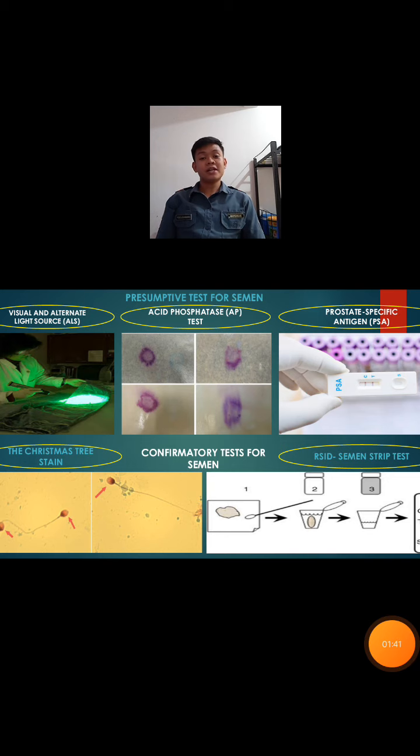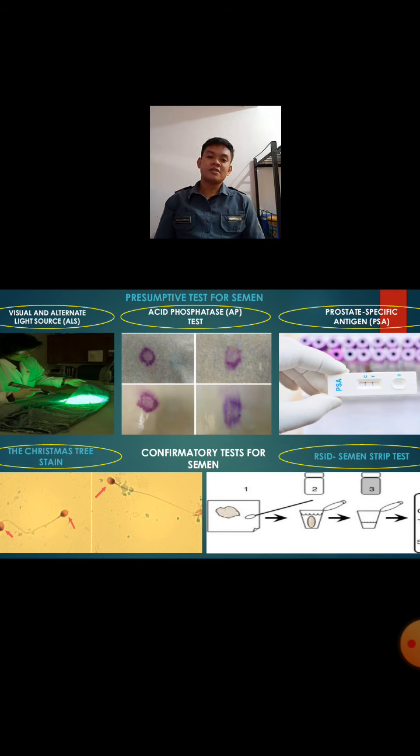And there are three presumptive tests for semen. The first one is visual and alternate light source. Semen can be detected with the naked eye, in clothing and other garments, or through the use of ALS such as ultraviolet light. The second is the acid phosphatase test. Using a standard chemical reaction, laboratories analyze a given stain for the presence of this enzyme. In the presence of semen, AP will produce a dark purple color in less than a minute.